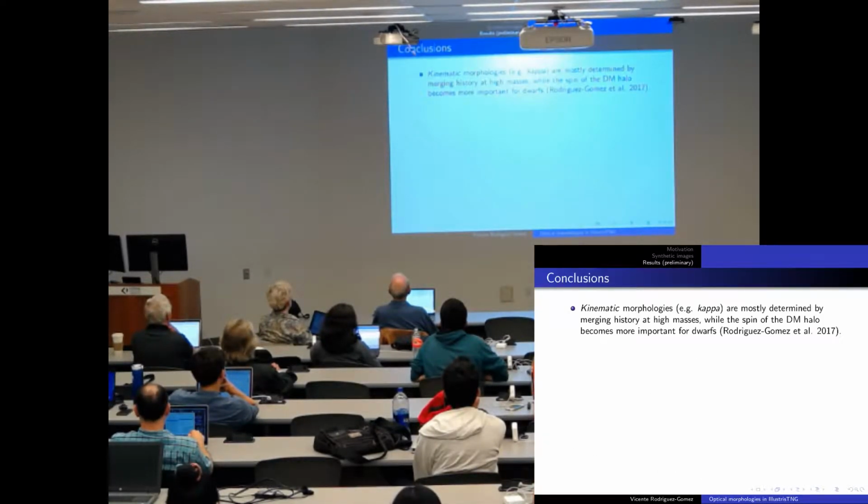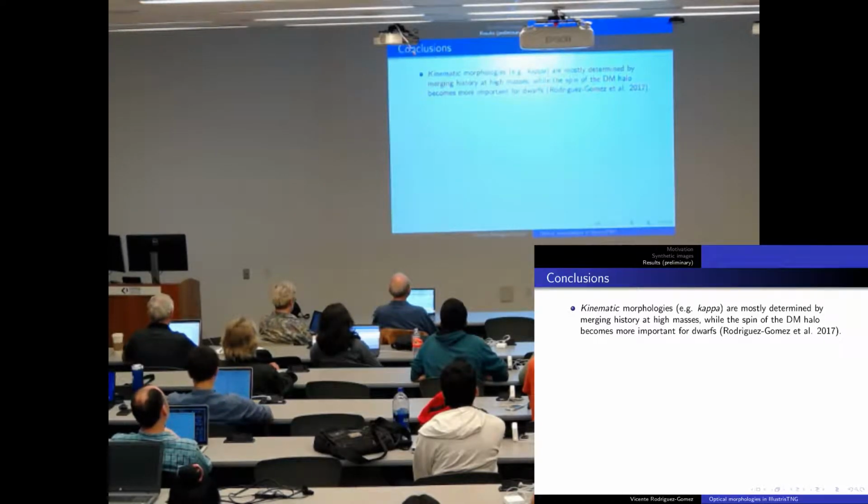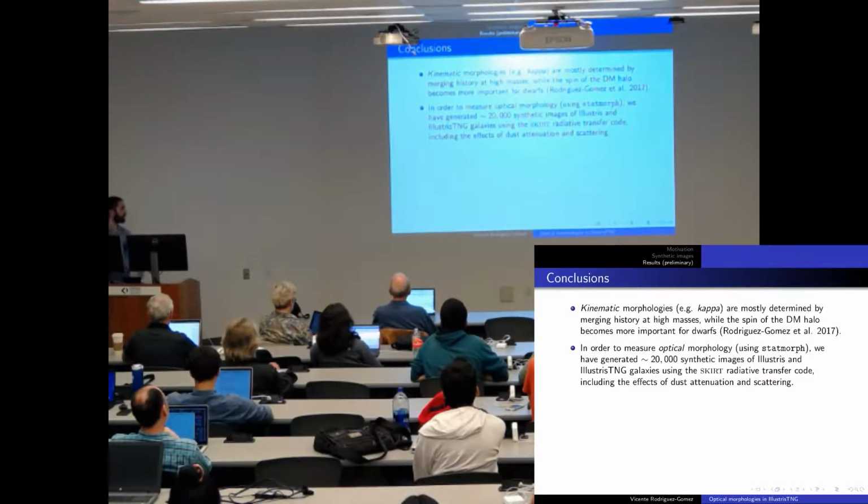So anyway, my conclusions are that kinematic morphologies, we investigated this with Illustris, and we found that they are mostly determined by mergers at high masses and by halo spin at low masses. However, if we want to measure optical morphologies, then we created a bunch of synthetic images with SKIRT for both Illustris and IllustrisTNG.